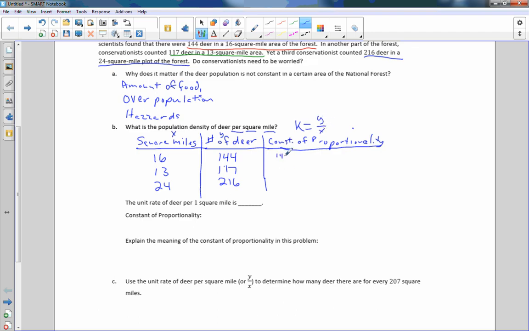So it'd be 144 divided by 16, which equals 9. To find this one, it would be 117 divided by 13, and that also equals 9. And then finally, if we take 216 deer divided by 24 square miles, we get 9 again. So the unit rate of deer per 1 square mile is 9. So for every square mile, there are 9 deer.